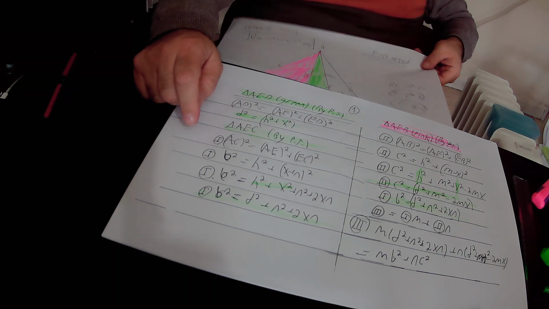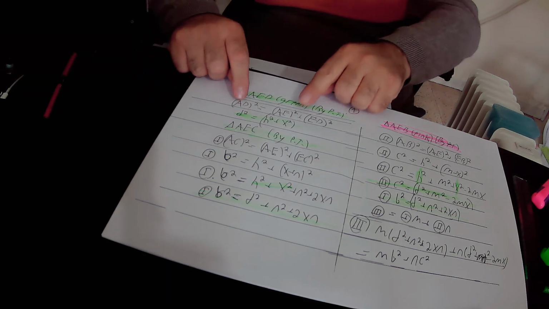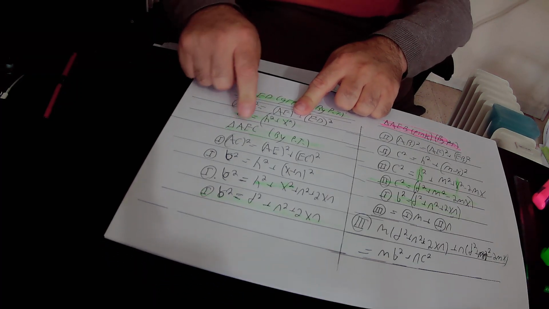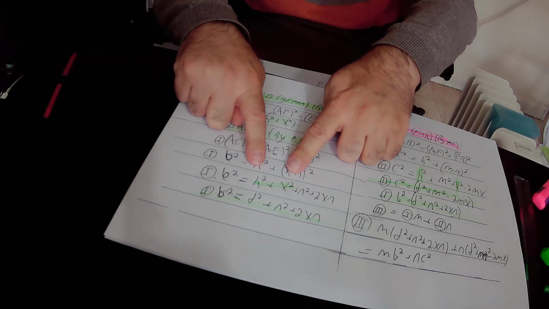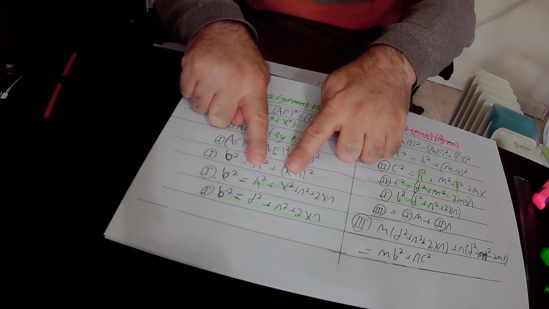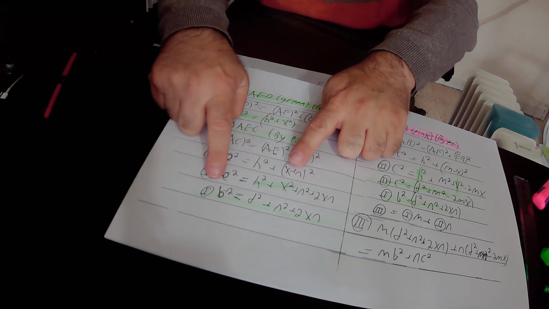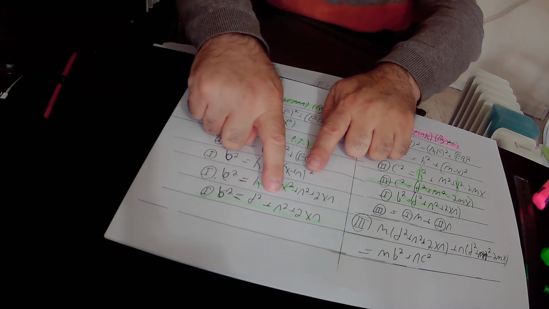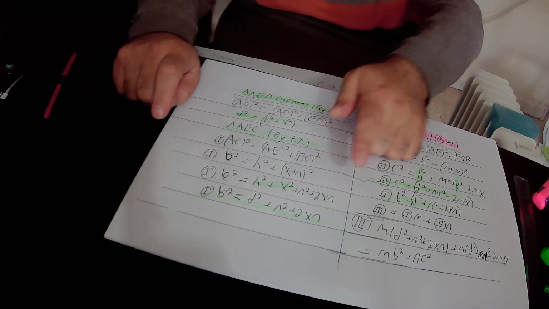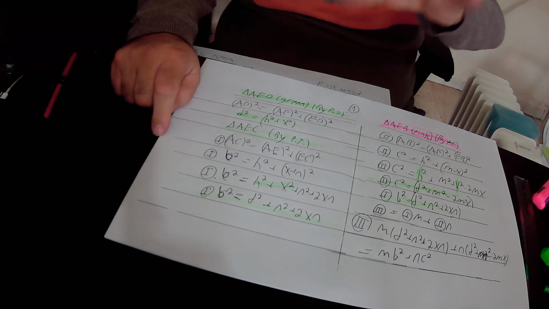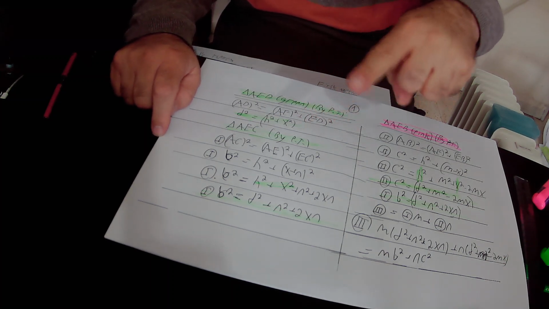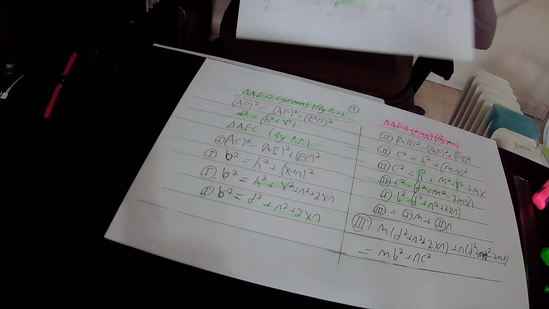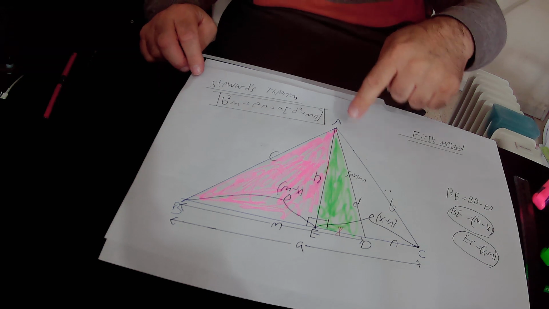We have already found out that H square plus X square equals D square. So we can substitute H square plus X square in equation number 1 by D square. We did it here and found out that B square equals H square plus X square, which is D square plus N square plus 2 times XN. So according to equation number 1, B square equals D square plus N square plus 2 times XN. Then we implemented the Pythagoras theorem on the pink right triangle AB.